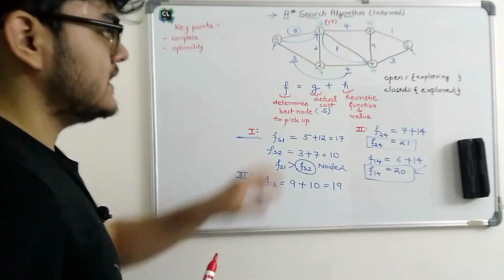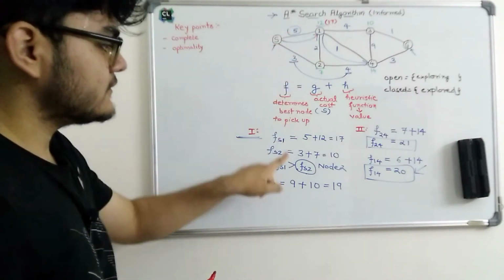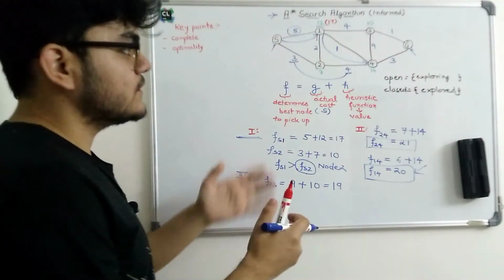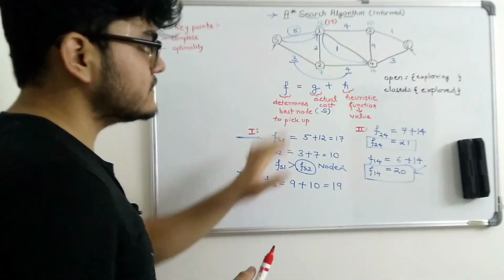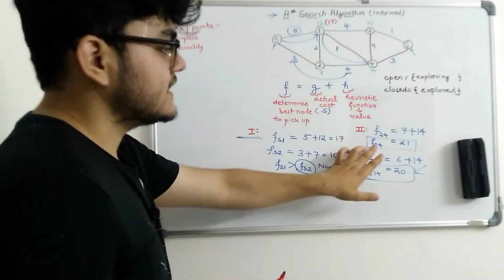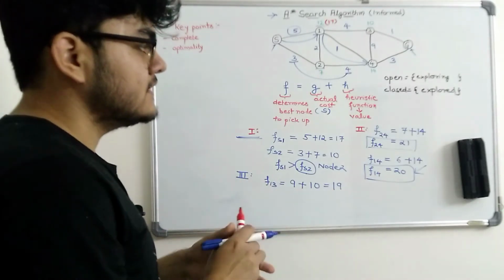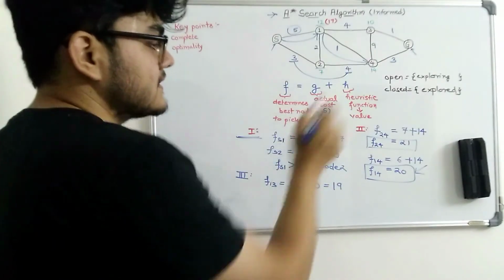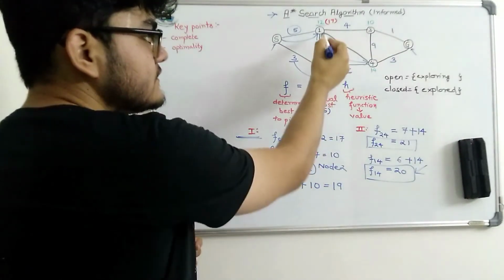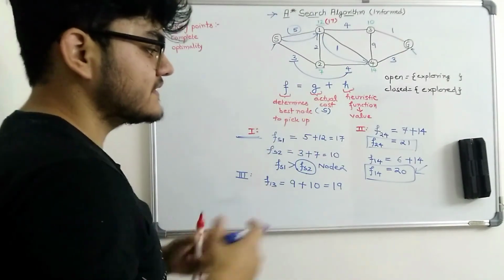higher. Initially in the first iteration it was lesser, but we came to know that further if you will try to explore this node, you are actually getting the value of f as higher. So that's why we have changed the path. So 1 is going to be the more promising path.